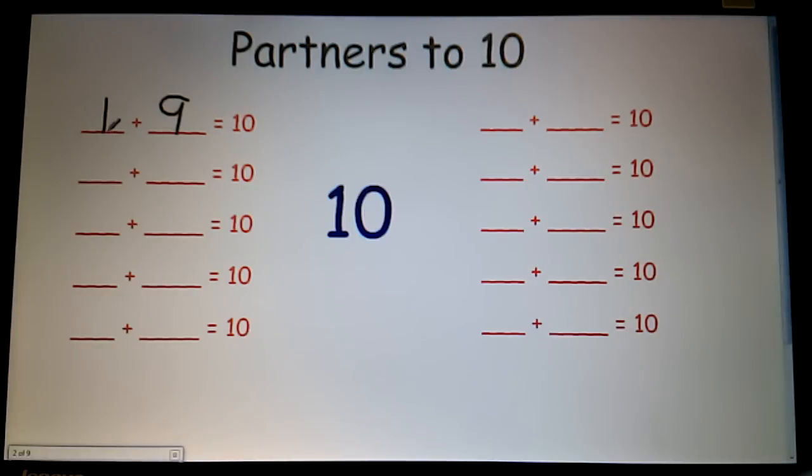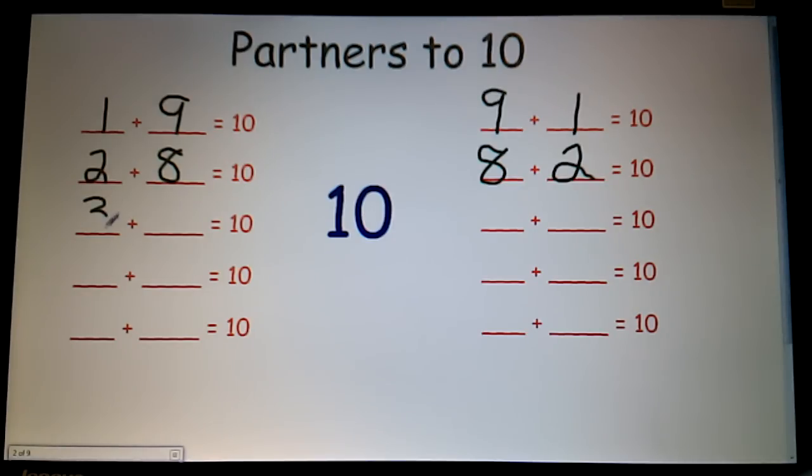That means that 1's partner to 10 is always going to be 9. In addition, I know that 9 plus 1 more also equals 10. We've been calling this a turnaround fact. So no matter if it's 1 plus 9 or 9 plus 1, they are always going to be partners to 10. I also know that 2 plus 8 more is going to give me 10. Therefore, the turnaround fact, 8 plus 2 more, is also going to be 10. 2 and 8, or 8 and 2, are also partners to 10.